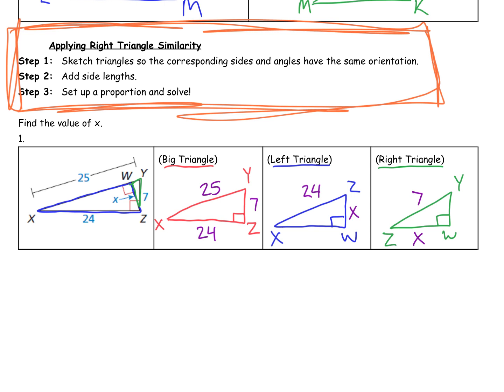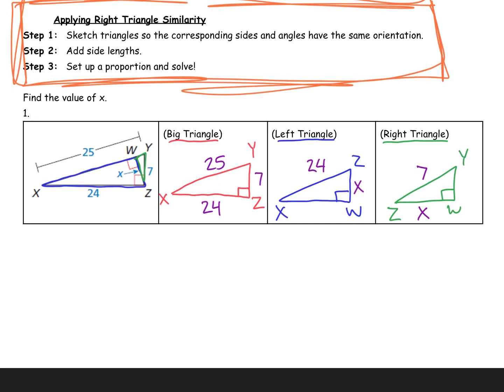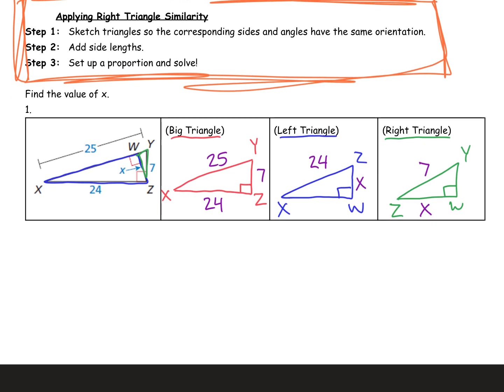The neat thing about this is what we've just done. We've actually just created a bunch of similar triangles. All I have to do now is set up a proportion and solve. Now to do this, all I'm gonna do is use this left triangle here and compare it back to the big.